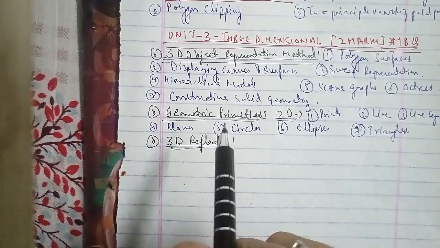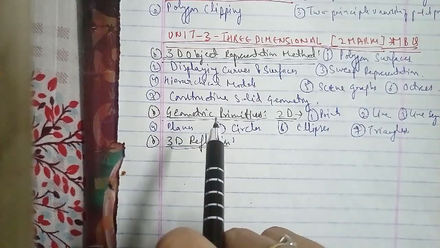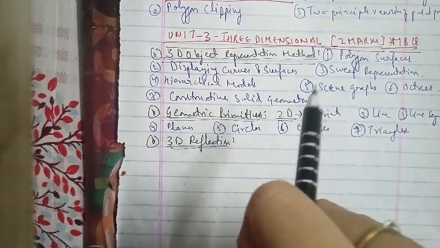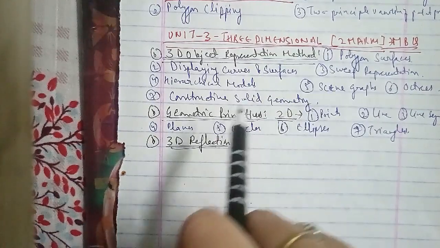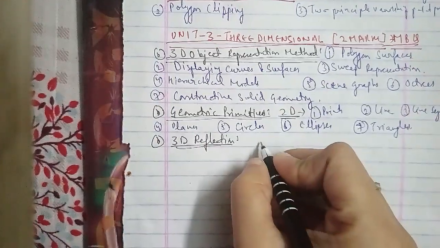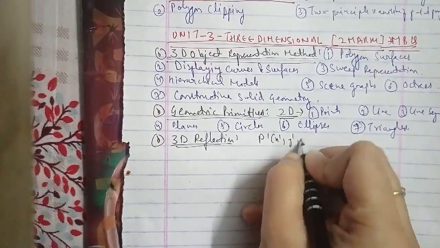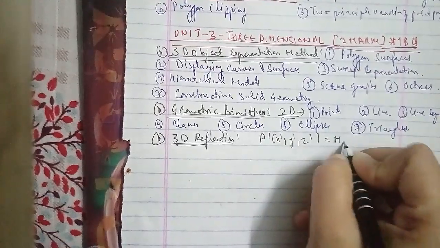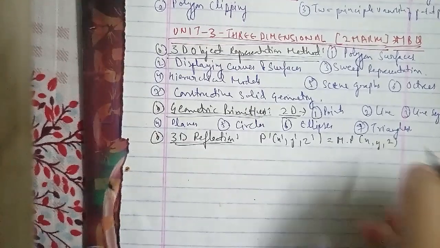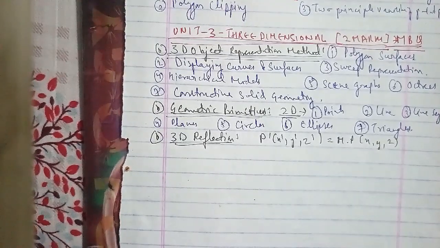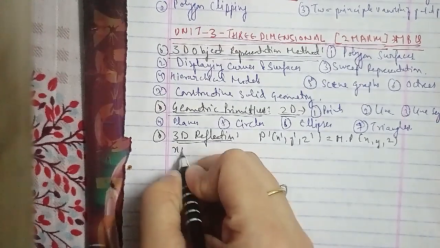Another question we have to solve is to represent the reflection in 3D with respect to the xy plane and yz plane from the following equation. The equation is P' = M · P, where P' is (x', y', z') and P is (x, y, z). We'll do it for the xy plane first, and then for the yz plane.